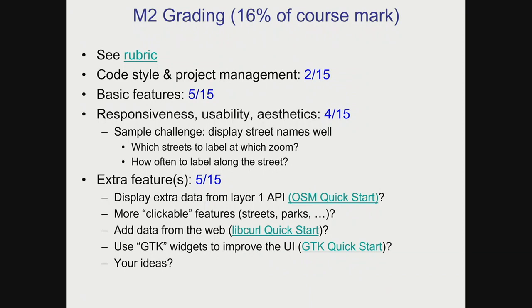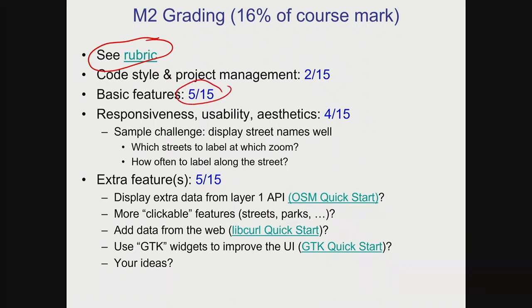Okay, grading. This is worth 16% of your course mark, so go see the rubric for details. Your TA is going to fill this out after you demonstrate your map to him or her. Just like in milestone one, part of your mark is on how you did things, not just what you achieved. So code style, project management, did you use Git well? Basically, it's exactly the same rubric as milestone one for that. So what your TA tells you you did well or poorly in milestone one on that front, pay attention, because he or she is going to grade you on it again.